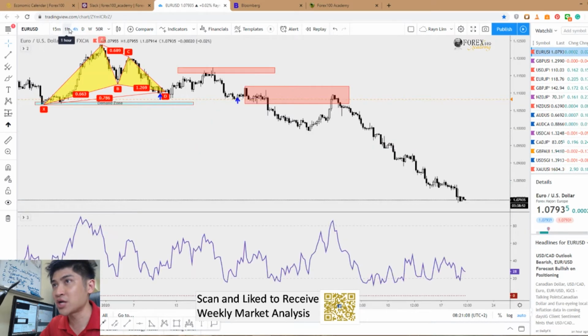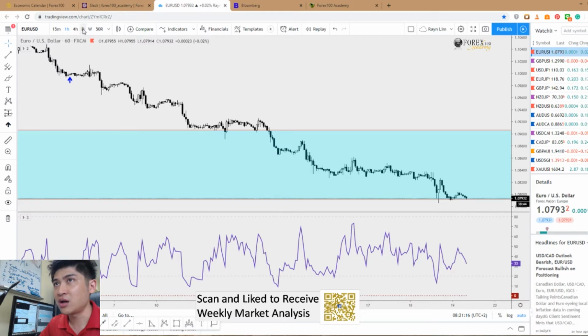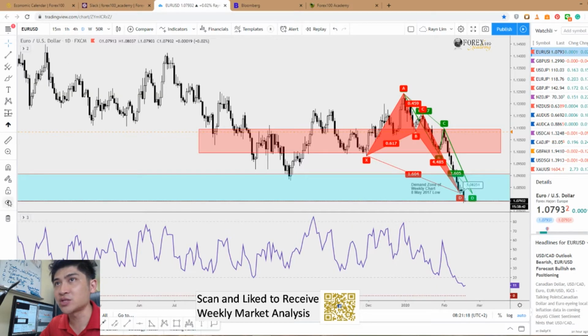Down to the 4-hour chart, nothing much over here. So the pattern is over, you can choose to remove it. To the 1-hour, nothing much over here. Back to the daily chart, let me share with you something interesting.